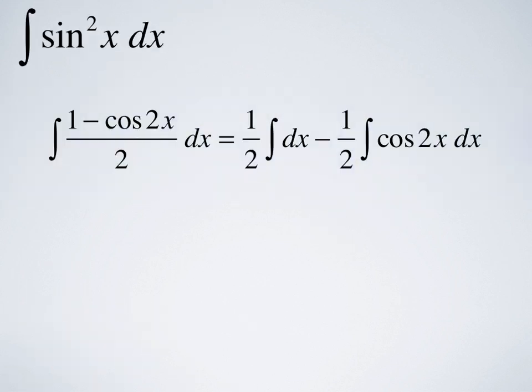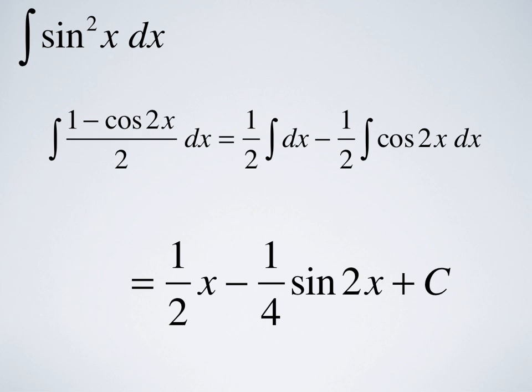Putting everything together, the integral of sine squared of x dx is the integral of (1 minus cosine 2x) over 2 dx, which is 1/2 the integral of dx minus 1/2 the integral of cosine 2x dx, which is 1/2 x minus 1/4 sine 2x plus c. And you get the 1/4 there because there's an extra 1/2 from the u substitution we did on the last integral.